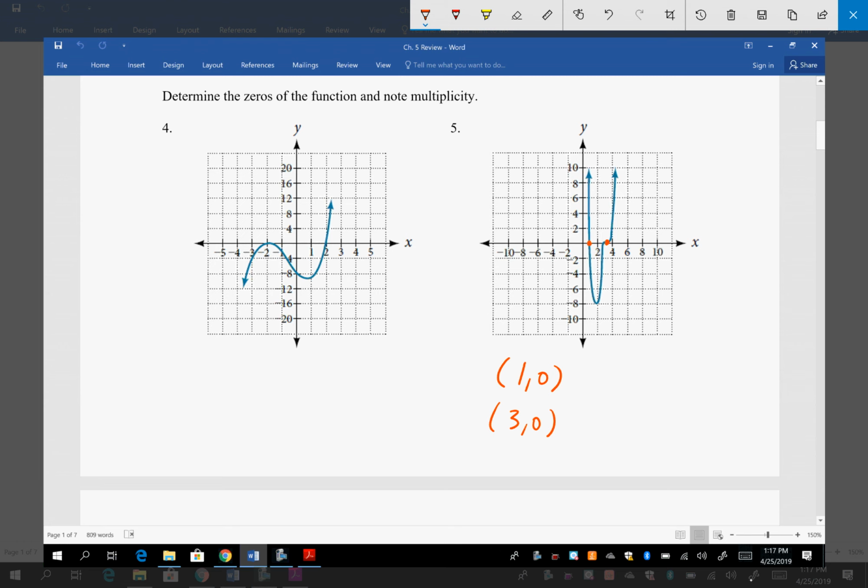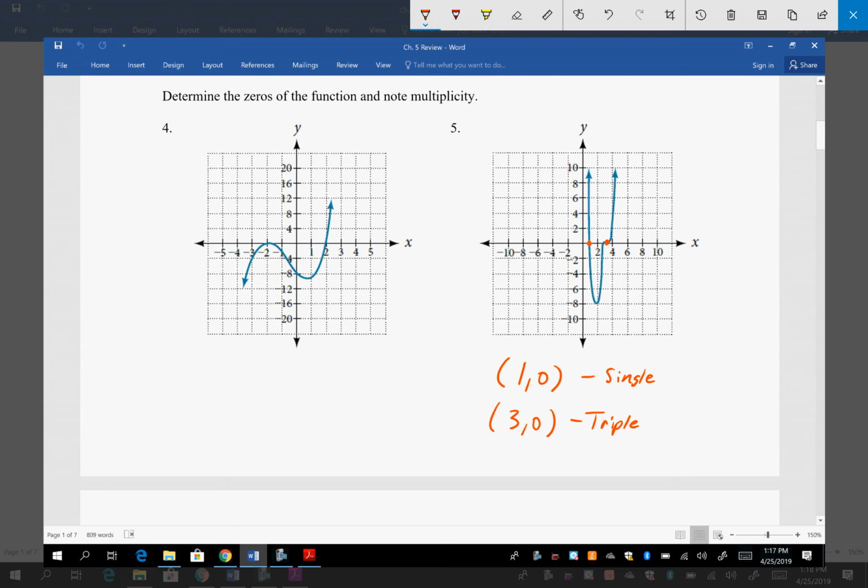Now, (1, 0) does not look interesting. It's just going right through it. Everyone see that? So I think that's single. What's interesting about (3, 0)? You see how it crosses, but it has that little kind of wiggle before it goes? Do you remember what that means? It means it's actually triple. It's cubed. You could write that. That's fine. I prefer ordered pairs here, but I'm fine with that.